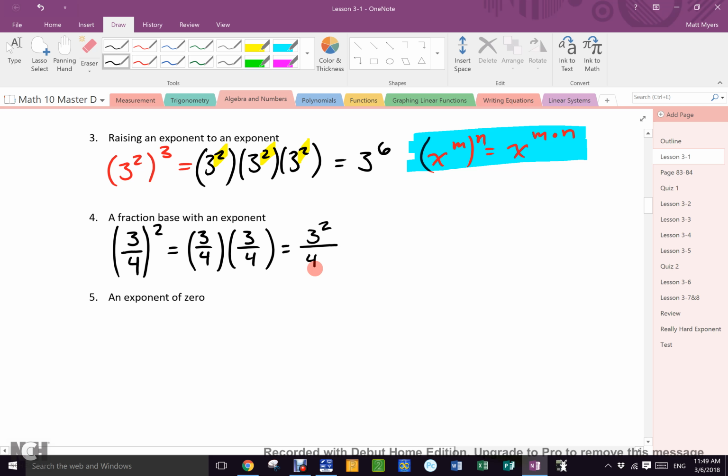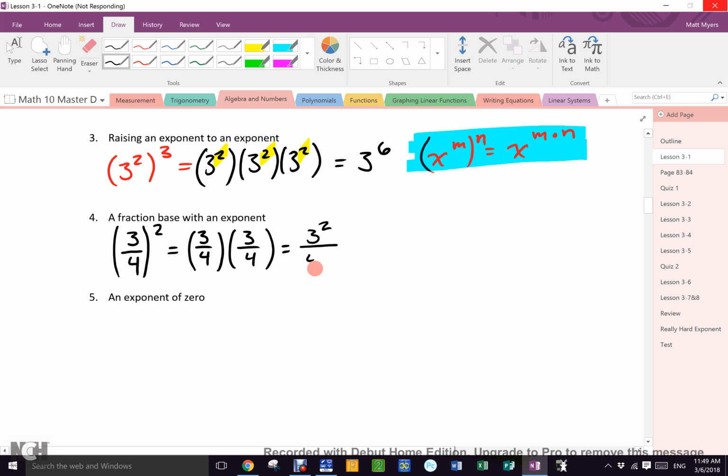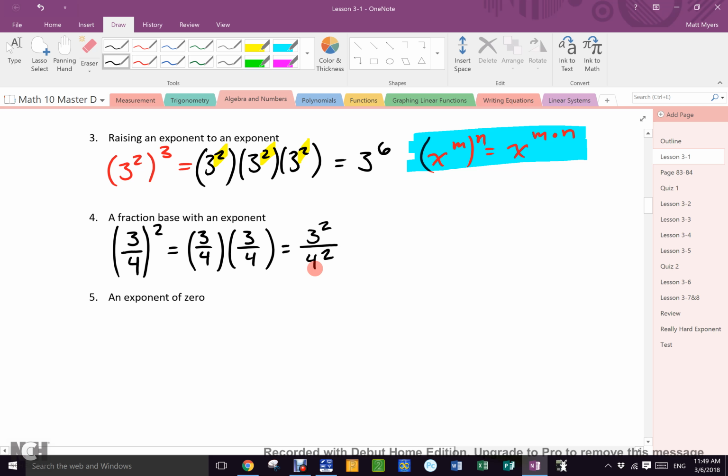And what do you notice? The exponent, the 2, went where? Look again. Both.